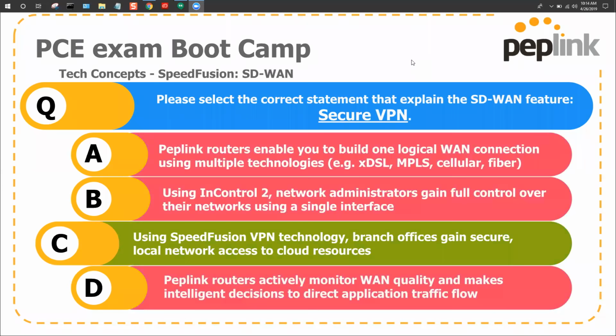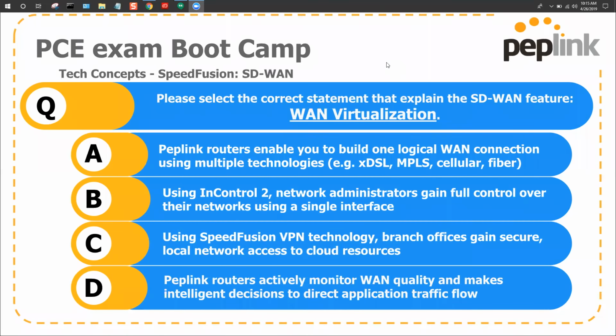And if you answered C, you're absolutely right. Using SpeedFusion VPN technology, branch offices gain secure local network access to the cloud. Good job, everybody.